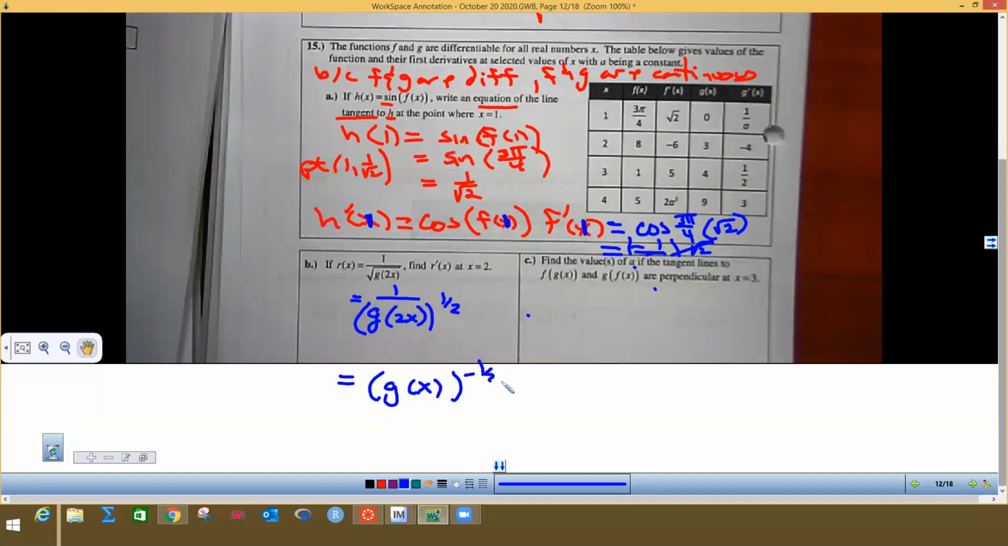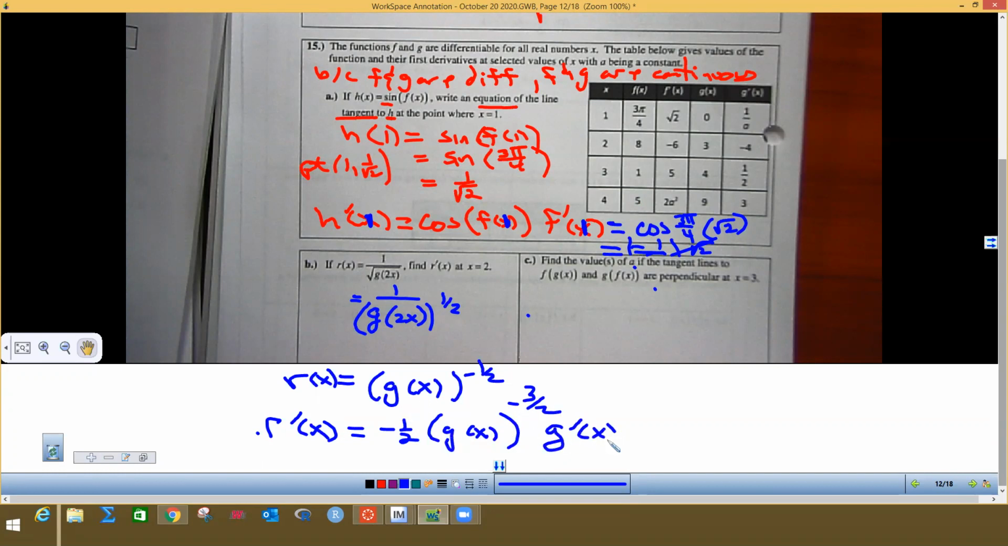So this is still r of x. Now I want to find the derivative of this, so r prime of x, and I'm going to do chain rule. I start with the outside, which is the negative half. So negative a half goes to the front, leave the inside the same, subtract 1 from the power. Then I do the derivative of the inside. The derivative of g of x is g prime of x, and the derivative of x is 1, so I don't need anything. Now I'm supposed to find this value when x is 2, so I stick a 2 here, a 2 here, and a 2 here, and then I'm going to go up to my chart.